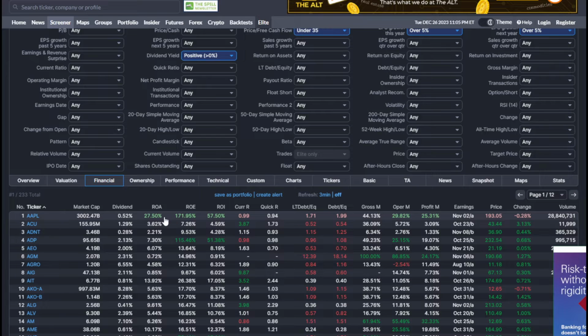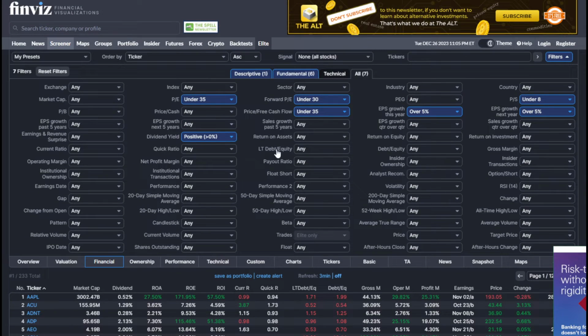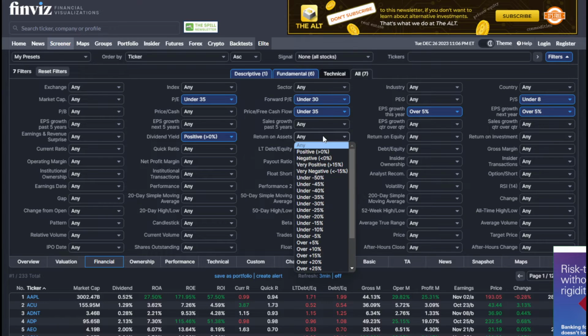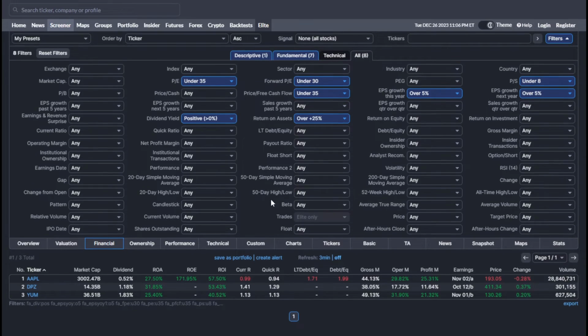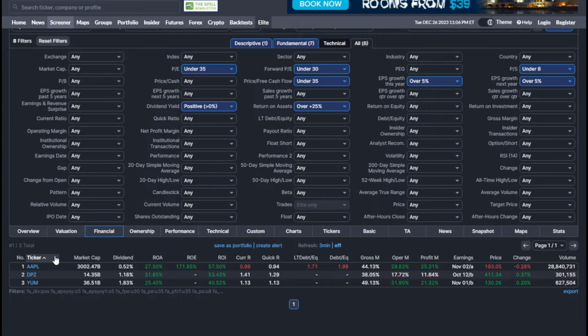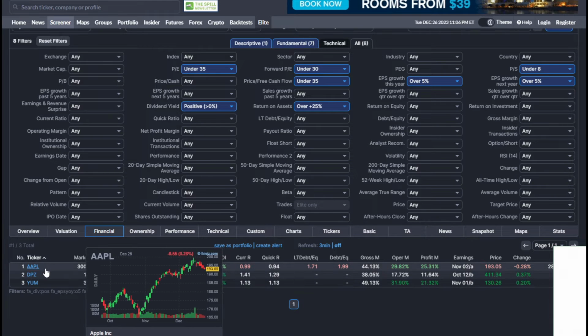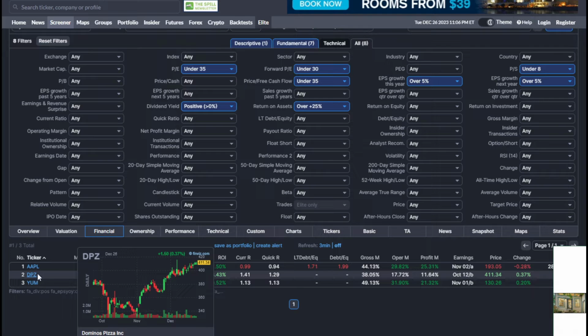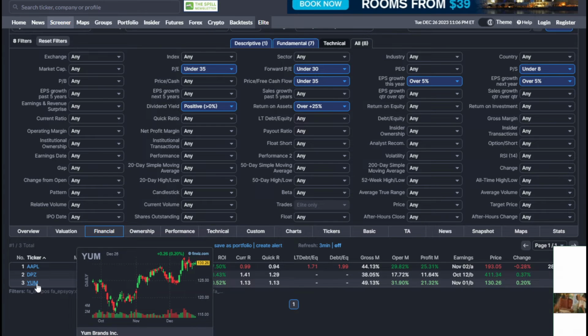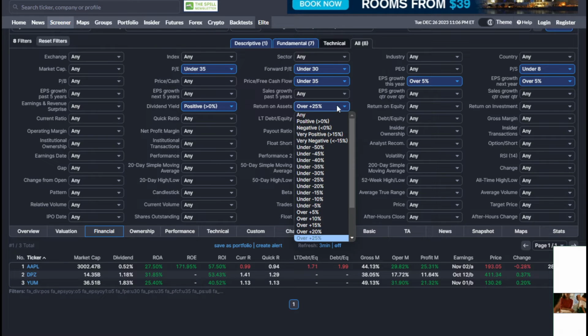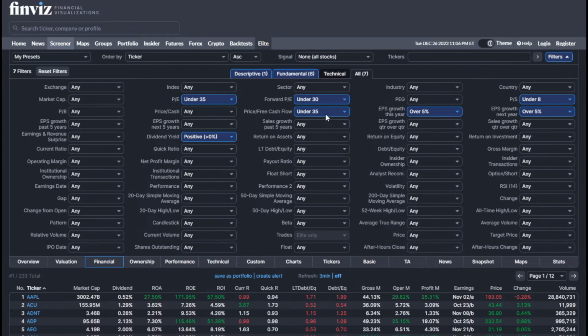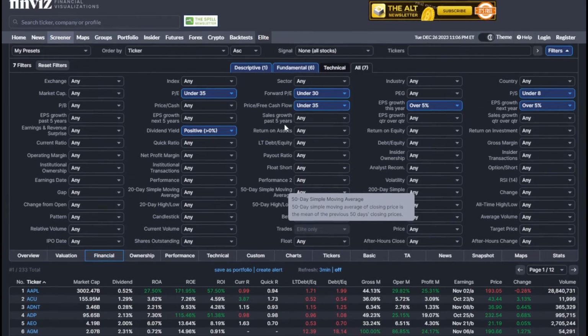Return on investment, 27.50%. Let's see, this is return on assets, 27.5, so return on assets. So this is over 25%. That's taking us down too much. That only leaves you with 3 stocks here. You've got Apple, Domino's Pizza, and Yum Brands. So I'm going to remove that one. That's a little bit too tight.